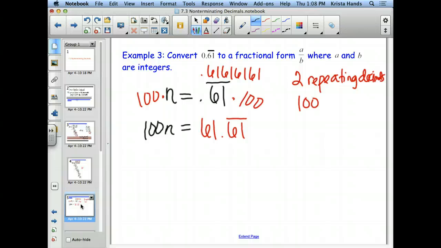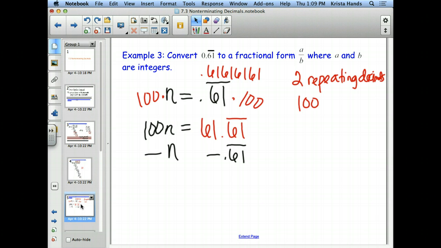So what are we supposed to do? Well, what I'd like to do is get rid of the 0.61 repeating. I'd like to subtract off 0.61 repeating. And they line up now, right? They line up. What does 0.61 repeating equal? N. Because that's where we started. It's not magic. We started there.